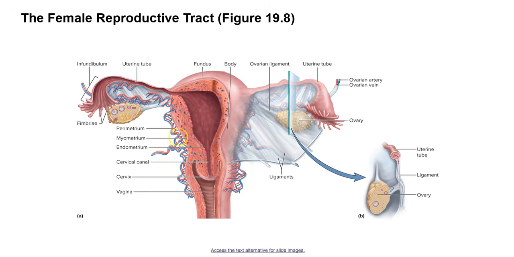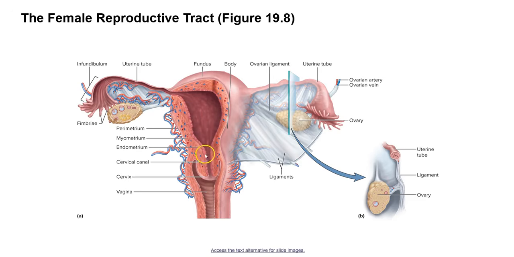Now, the wall of the uterus is actually made up of 3 layers. We have what's called the endometrium, forming this inner wall here, which is a thin layer that gets thicker throughout the month, throughout the menstrual cycle of the female, and then will eventually get shed once a month if pregnancy does not occur in that female that month.